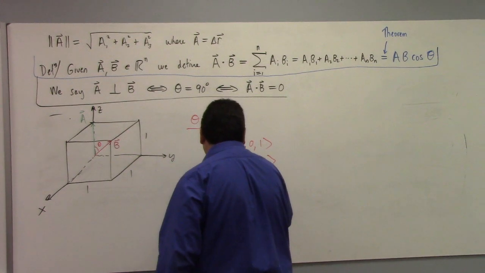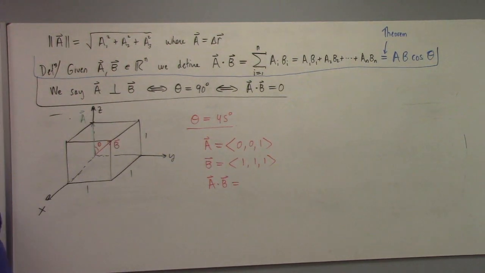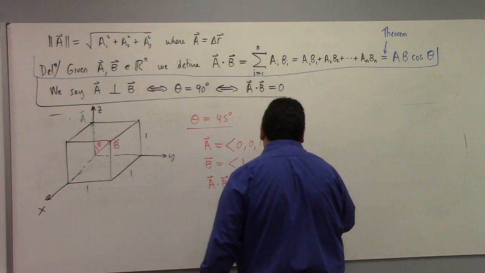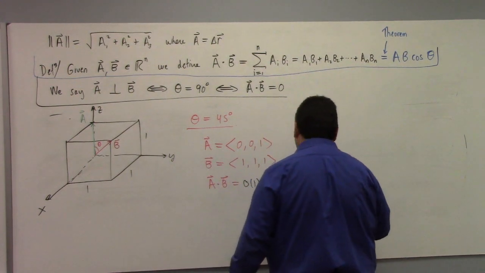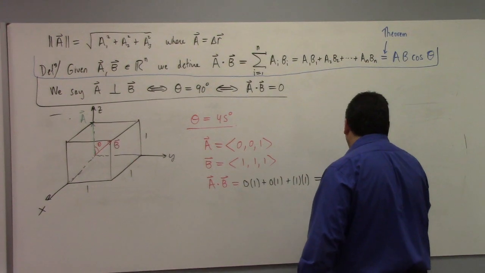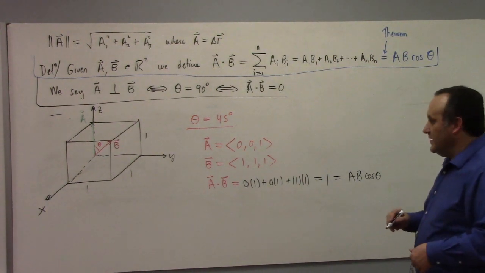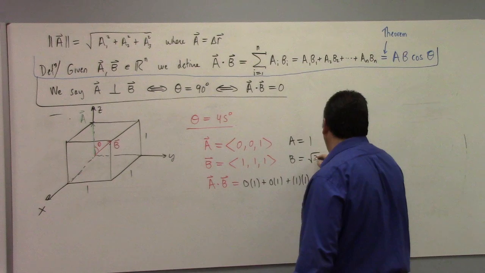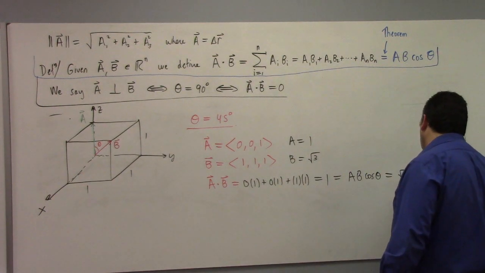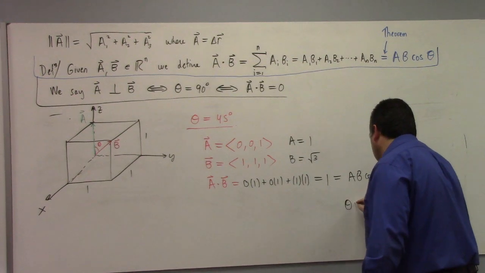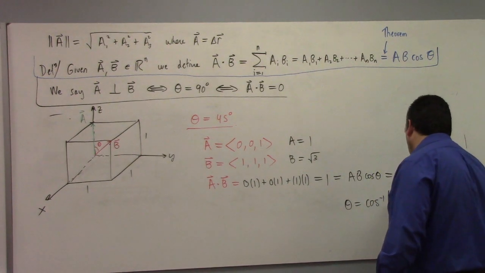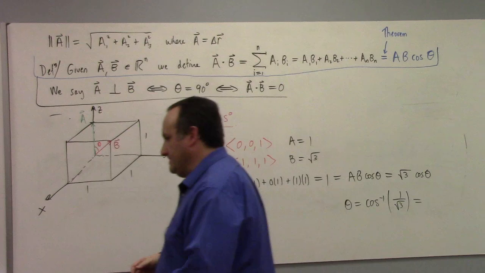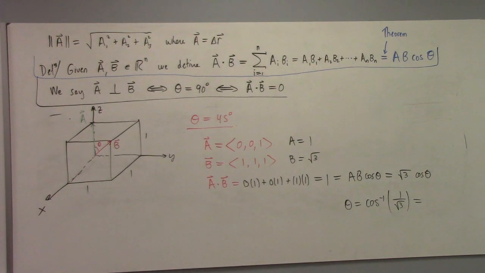Right? A dot B, what is it? A dot B is 1, because 0 times 1 plus 0 times 1 plus 1 times 1 is 1. But that's also supposed to be equal to A B cosine of the angle we don't know, or we think it's 45. But what is A? A is 1, B is the square root of 3. So this is equal to the square root of 3 times the cosine of the angle we don't know, which makes theta the inverse cosine of 1 over root 3. What is the inverse cosine of 1 over root 3? If memory serves me correctly, 54.7 degrees.